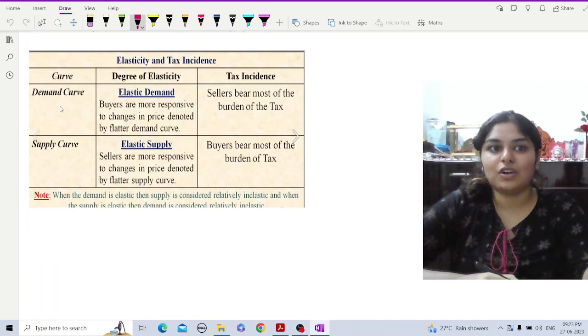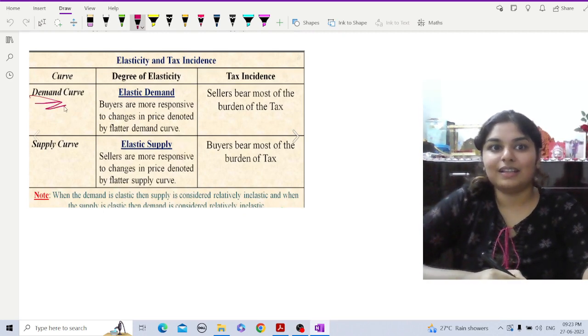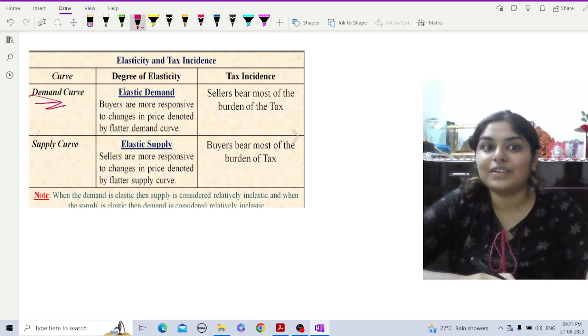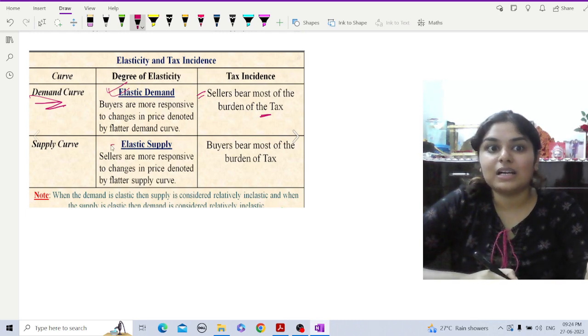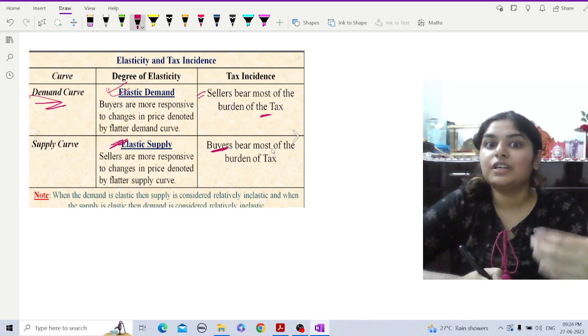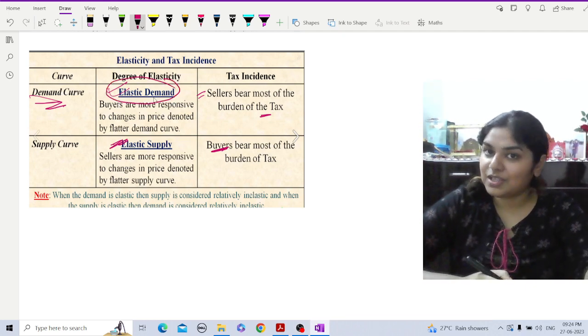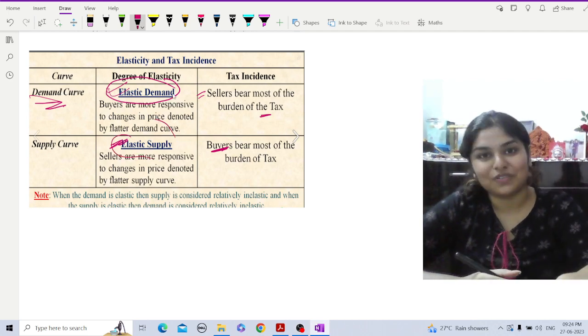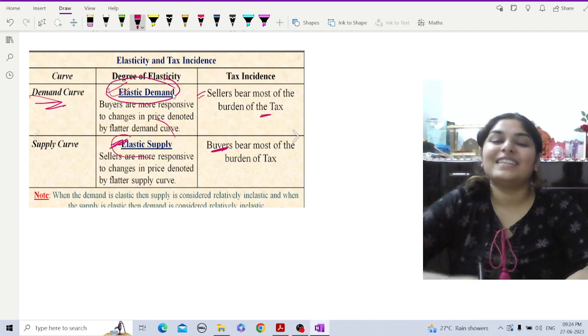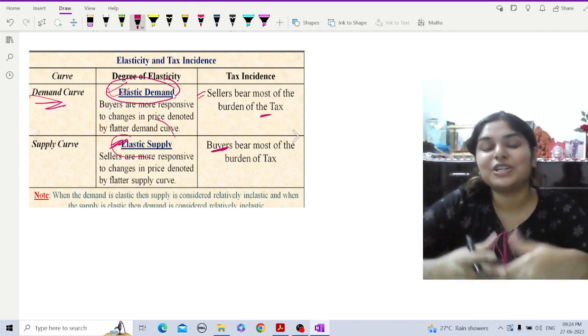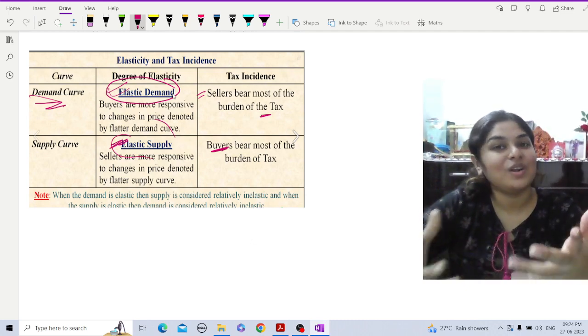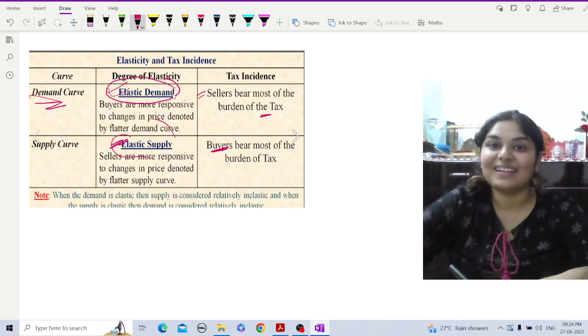So here, if we talk about the demand curve and the degree of elasticity, if it is elastic demand, then sellers bear most of the burden of the tax. And if the supply curve is elastic, then the buyers will bear most of the burden of the tax. If it is inelastic demand, then buyers will bear most of the share. And if it is inelastic supply, then the sellers will bear most of the share. So this is the concept of the incidence of taxation, that is sharing the burden of taxation between buyers and sellers according to the elasticity of demand and elasticity of supply.